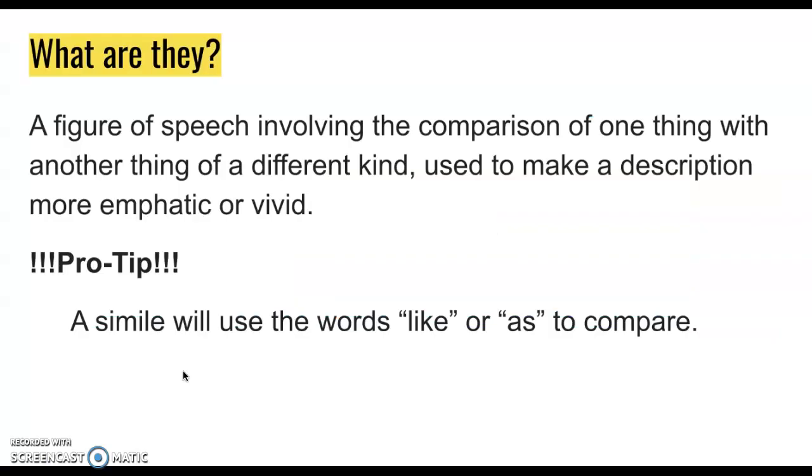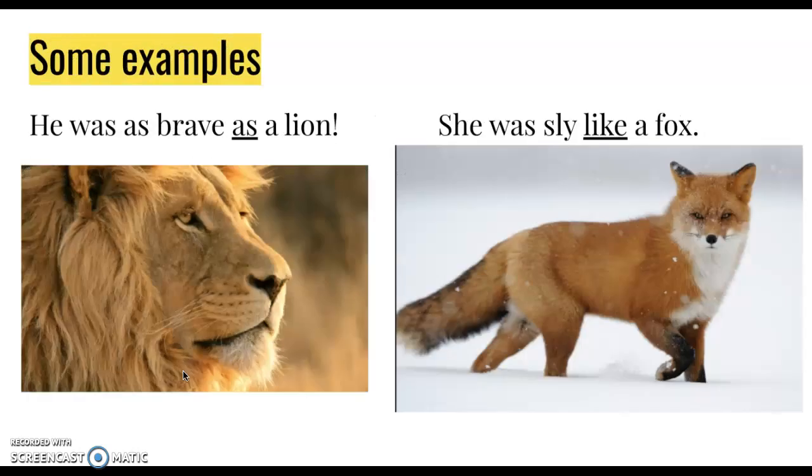All right, similes. Similes are a figure of speech involving the comparison of one thing with another thing of a different kind. It is used to make a description more emphatic or vivid. So pro tip, a simile will use the words like or as to compare. So some examples. He was as brave as a lion. Okay, we associate lions with bravery, and so this person is as brave as a lion. She was sly like a fox. Okay, that's another characteristic of a fox. They're sly. So this person, she was sly, similar to that of a fox.